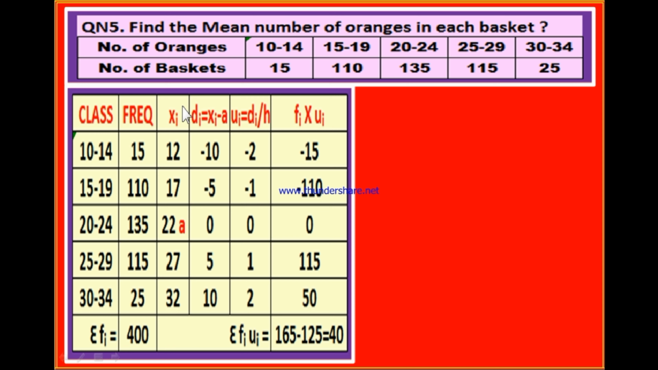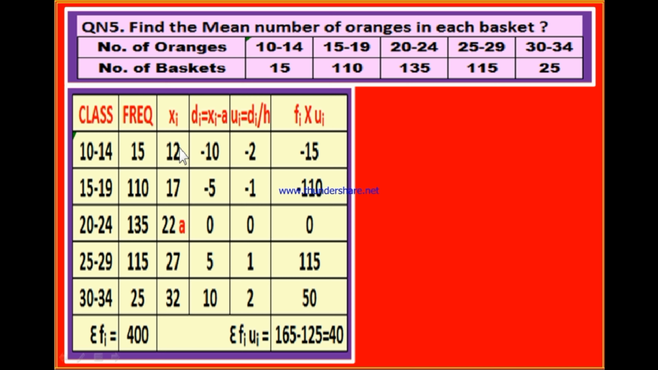Understood? After writing the mid values, you may consider the mid value which is opposite to the highest frequency as A, or the mid value of the middle class. Out of the 5 classes, the third class may be the middle class, so that you can take it as A.